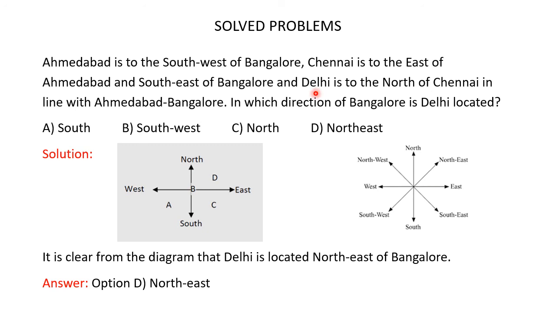So first let's draw a diagram for the information given in the question. Now supposing this is Bangalore, then Ahmedabad is at the southwest of Bangalore. So Ahmedabad will be at this position, southwest of Bangalore. It's given that Chennai is to the east of Ahmedabad and southeast of Bangalore. So this will be Chennai. It's given that Delhi is to the north of Chennai in line with Ahmedabad and Bangalore. So this will be Delhi. Now we are asked to find in which direction of Bangalore is Delhi located. It's clear from the diagram that Delhi is located northeast of Bangalore. So the correct answer is option D, northeast.